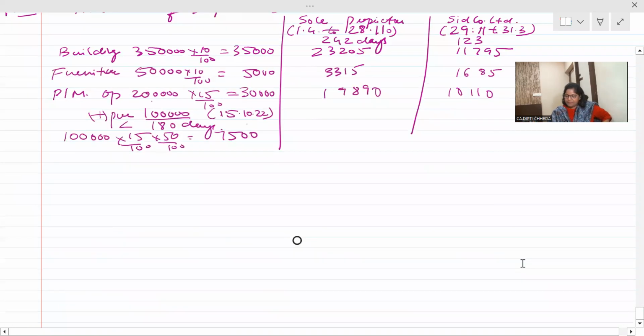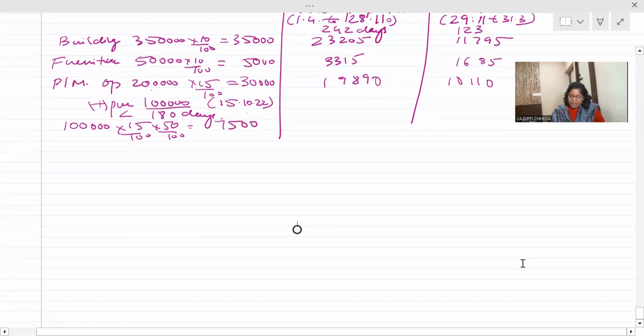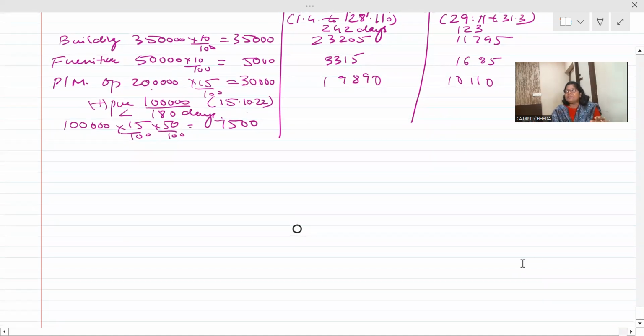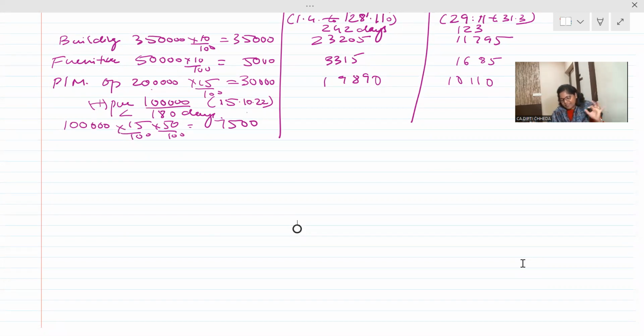Yeah, we were here. So 2 lakh we have done. But 1 lakh is purchased on 15th October, used for less than 180 days. So depreciation will be only 7,500. Now how to allocate 7,500? Because here it is going to be used for how many days?